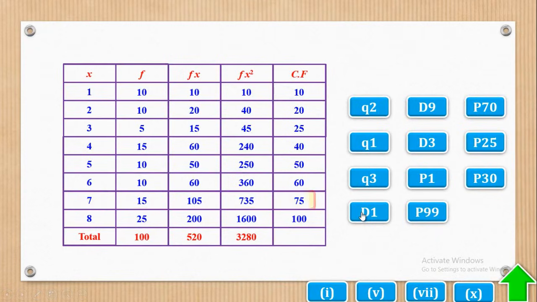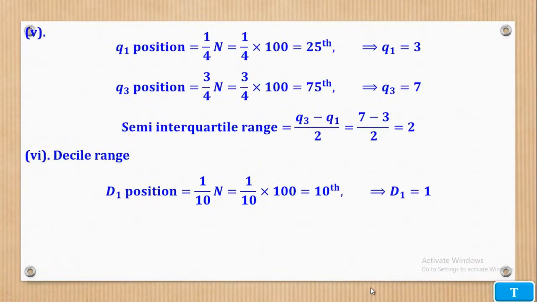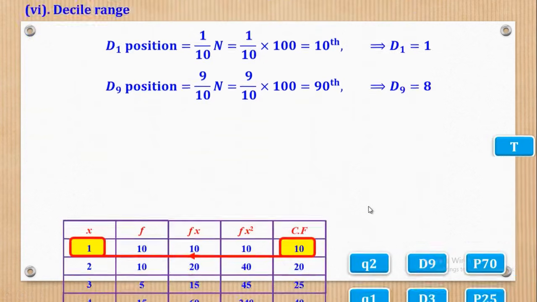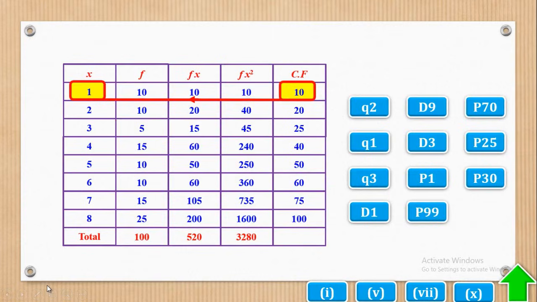And locate the position, a value slightly greater than or equal to 10. The good thing, we have 10 exactly here, so 1 will be our first decile. Then next we also have to get D9, or 9th decile. So D9 position is 9 over 10 times 100, which gives you 90. Now 90, we shall go back to our table and locate a value greater than or equal to 90.